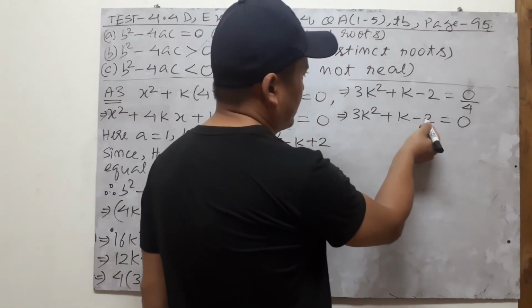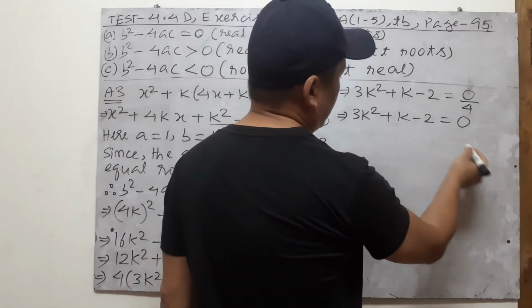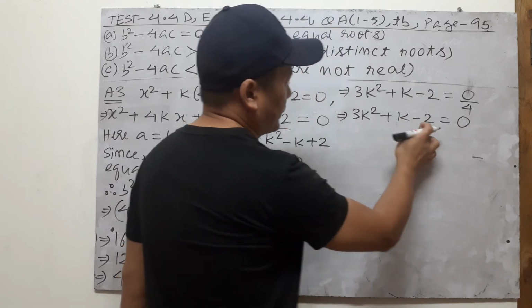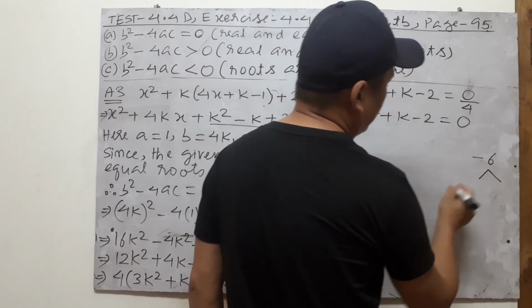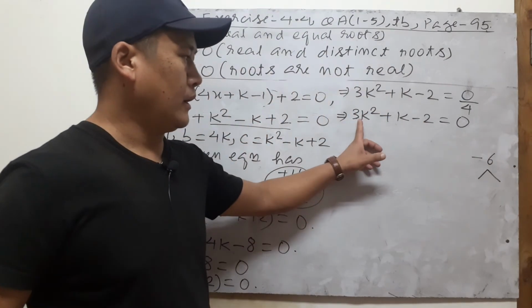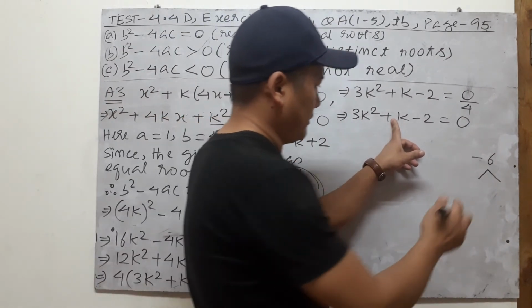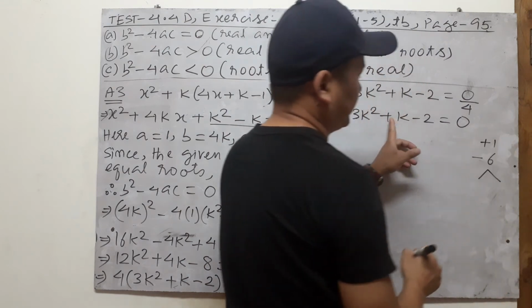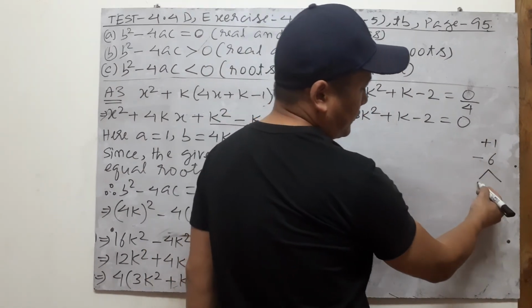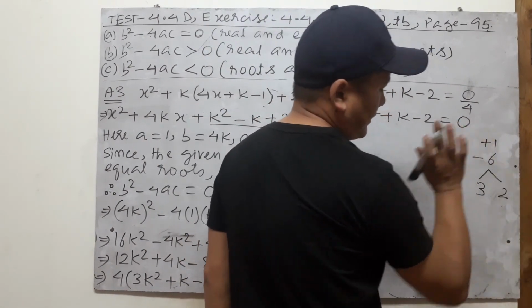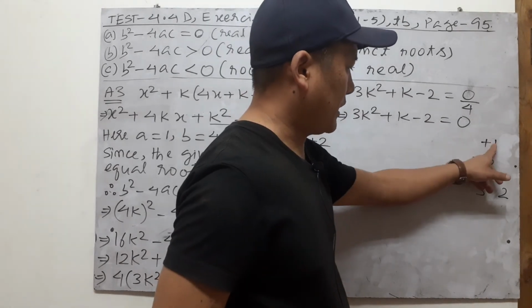Multiply first and third term. Plus into minus is minus. 3 2s are 6. This is the product of multiplying the first and the third term. And the middle term here is plus k, means the number is plus 1. So we have to find factors for 6. 3 2s are 6, something like that. That will match this plus 1 and minus 6.